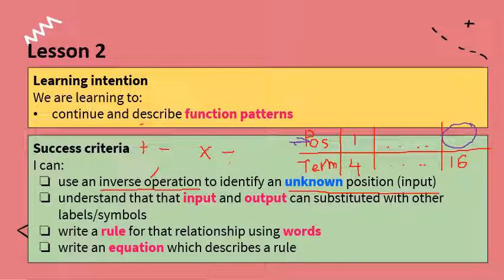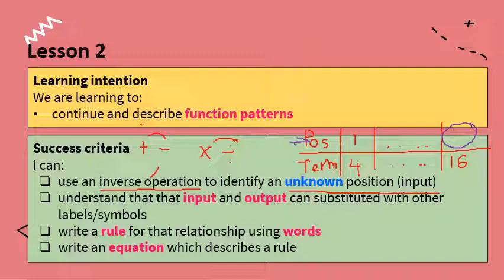Multiplication is getting larger by groups of, and this is getting smaller or breaking it, kind of undoing the multiplication. So they're inverse to one another. So very useful, powerful mathematical knowledge there of knowing these inverse operations. And we can use those to identify or find unknown information in our pattern.